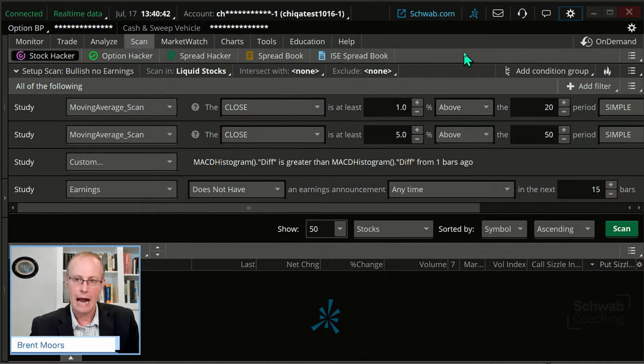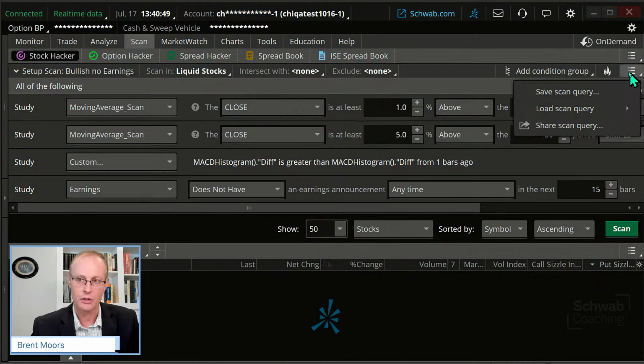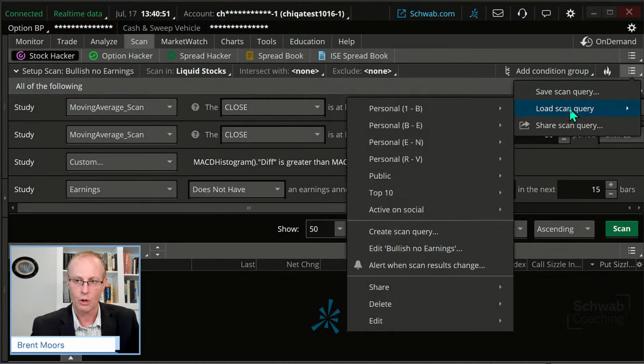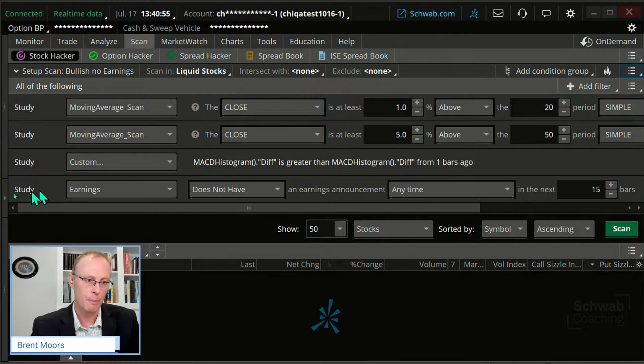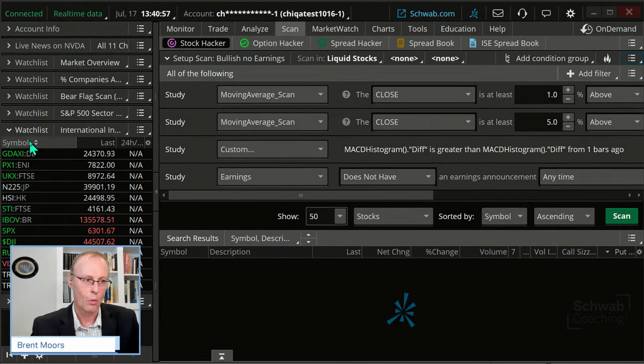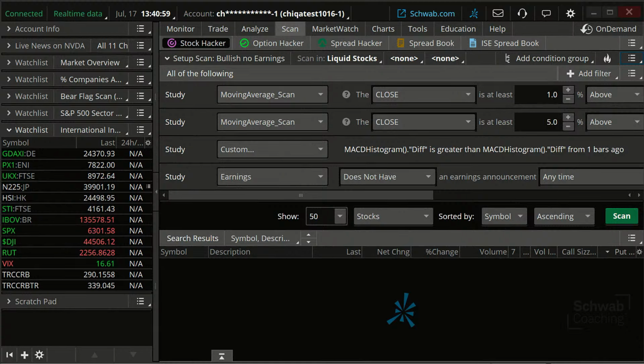Now, once you've done that, where do you find them? They should now be in your list of personal scans. Once you've imported those, just go to Load Scan Query. It's in the personal list, and they should also be in your watch list. Okay, let me just see.